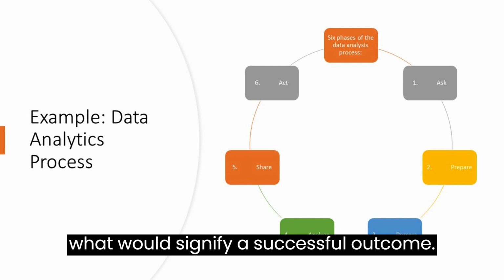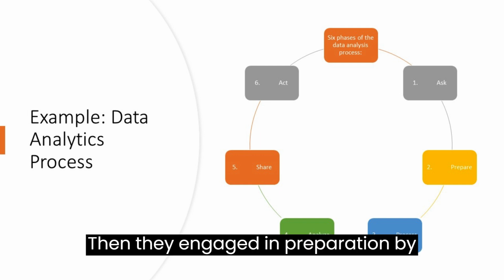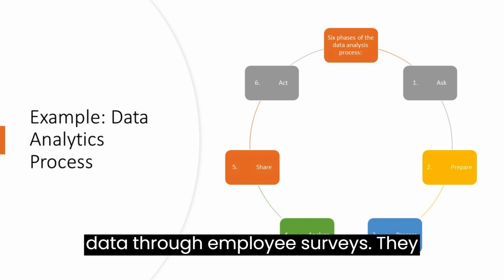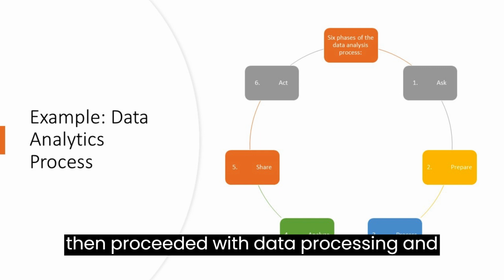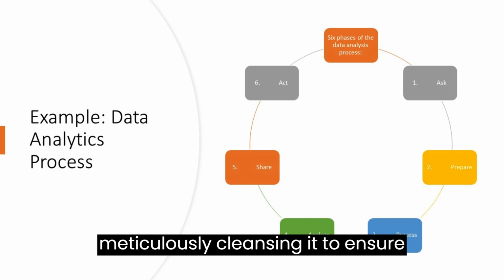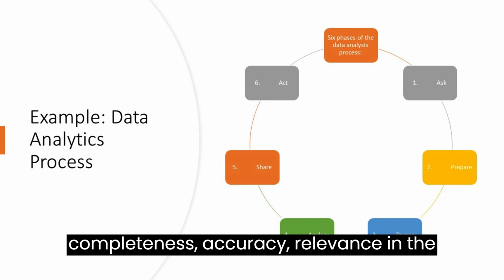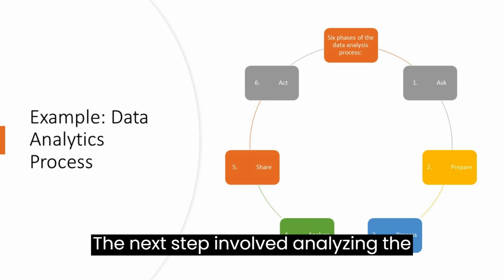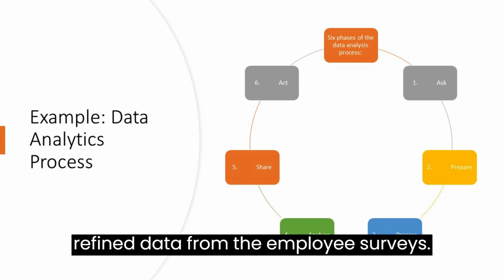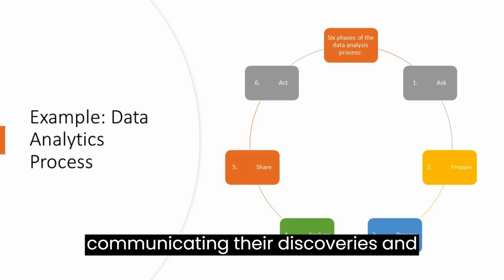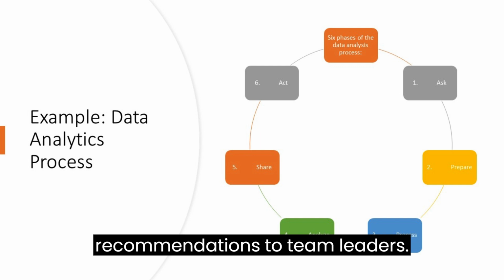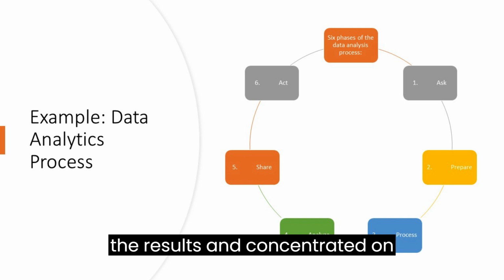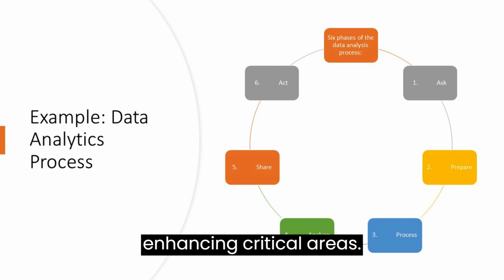signify a successful outcome. Then, they engaged in preparation by establishing a timeline and collecting data through employee surveys. They then proceeded with data processing, meticulously cleansing it to ensure completeness, accuracy, relevance, and the absence of errors and anomalies. The next step involved analyzing the refined data from the employee surveys. Following this, the analysts communicated their discoveries and recommendations to team leaders. Finally, leadership took action based on the results and concentrated on enhancing critical areas.